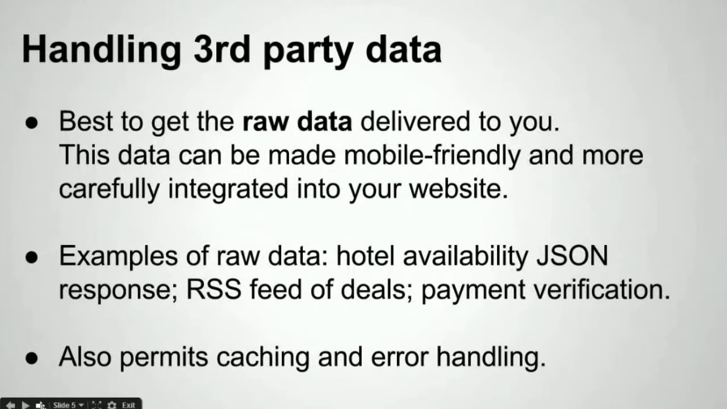You can then format the raw data on your website in a mobile-friendly format and with careful consideration of both desktop and mobile users. Some examples of raw data would include a JSON response to a request for availability at a hotel, an RSS feed of special deals from which you can extract and display the title, description, and photo of the deal, and a payment verification from PayPal confirming that the customer's account has been charged. Some other advantages of having the data in raw format is that it allows for easier caching, and therefore faster access, and better error handling. But of course, there will be cases in which the raw data will not be available.